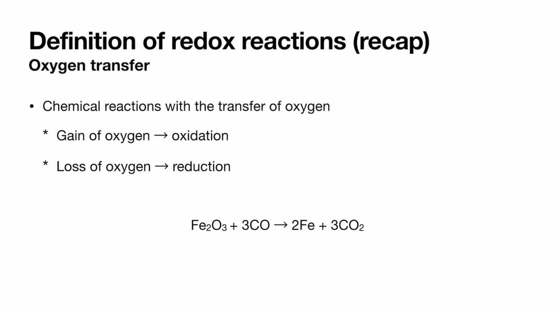For example, the reaction of iron oxide and carbon monoxide. Apparently, you can identify that carbon monoxide gains oxygen and becomes carbon dioxide. So, we can refer to carbon monoxide as the reducing agent.